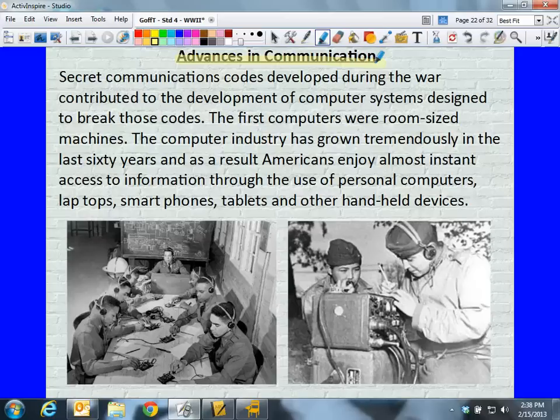So I want you to think a little bit. The whole war, there's this secret communication taking place, and it's in code. Computer programs run on code. So that same idea is what leads to the devices that we like to use today. So it impacts us long term.